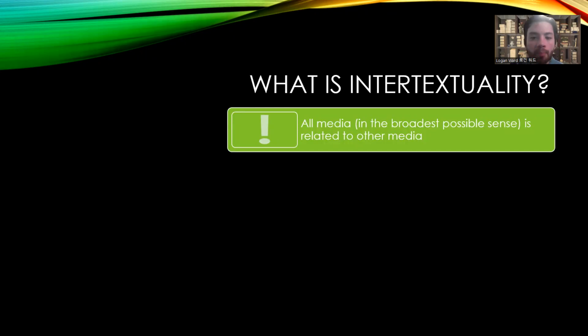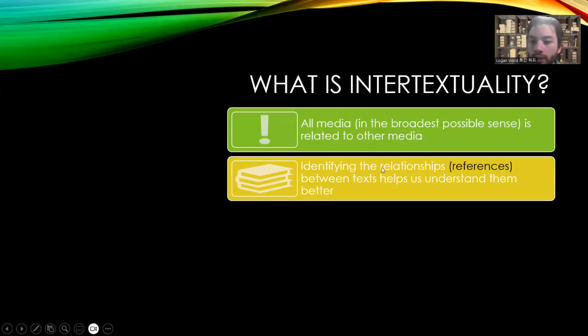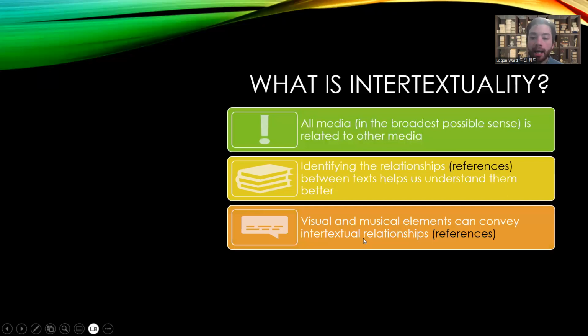There are probably some references or something that's inspiring this media, right? That already existed before. And so what intertextuality tries to do is identify those relationships in order to help us understand that media better. And one thing that we can do is look at visual and musical elements to try and understand those references, those intertextual relationships.